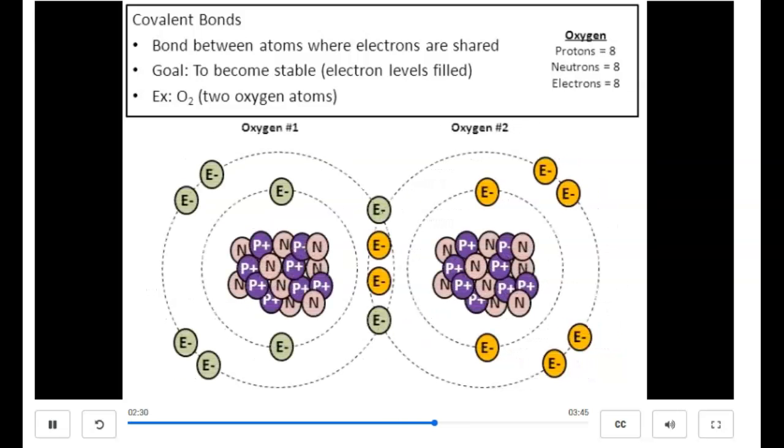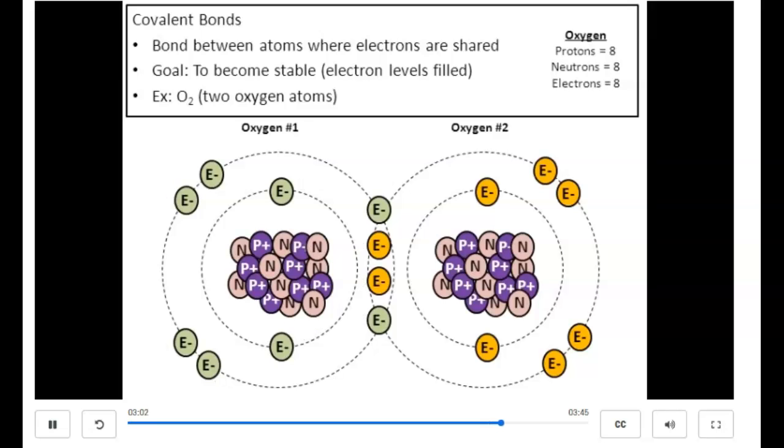They're going to overlap their electron levels and share their electrons. So when you count up the electrons of oxygen number 1, 1, 2, level number 1 is stable. How about level number 2? Level number 2 has 1, 2, 3, a shared 4th, a shared 5th, 6, 7, 8. Level number 2 was once unstable, but it is now stable because of the sharing of electrons.